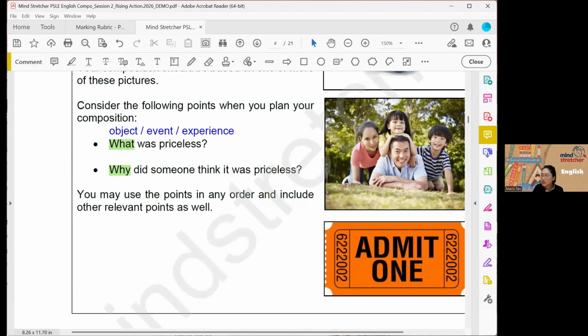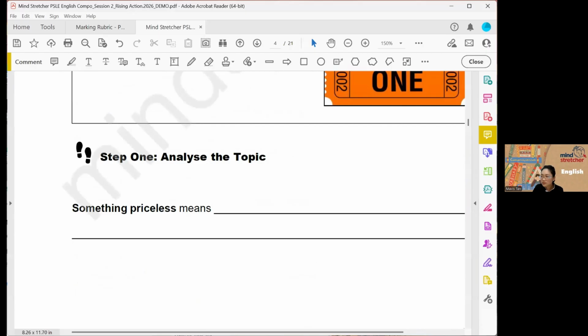Now, there are three pictures, but before that, let me very quickly consolidate what we have talked about earlier. Let me type this out. You can give me a moment.